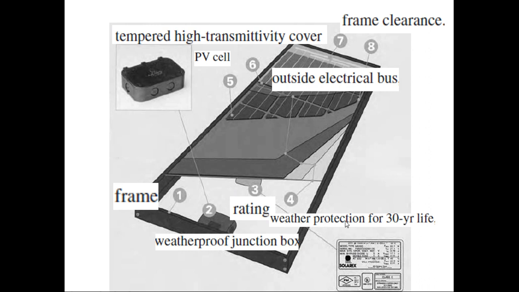Then we have the weather protection cover. It is assumed that ideally the life is 30 years. It has been observed that for 20-25 years PV works sufficiently well. Then we have the cell over here, then the high transmittivity cover, then the frame clearance, and then the outside electrical bus.